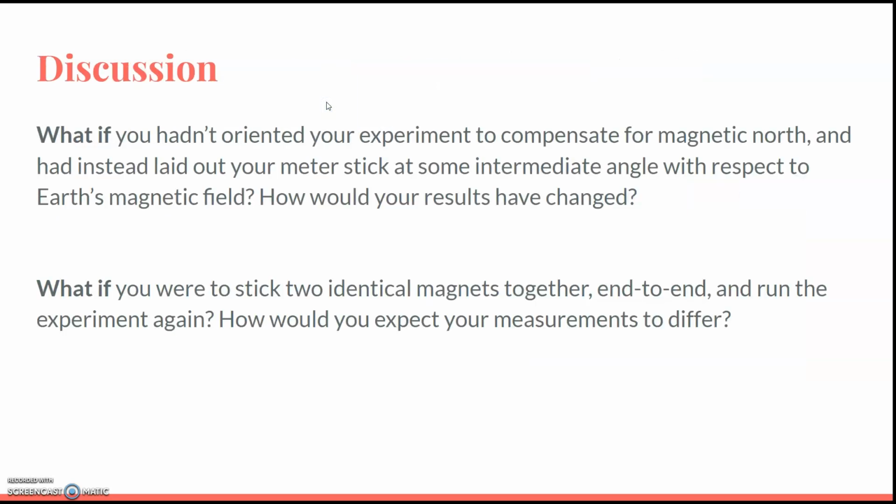So now a little bit of a discussion about what happened. What if we didn't compensate for magnetic north and laid the meter stick at some intermediate angle? Well, essentially, we couldn't say that we were dealing with strictly B-perp and B-parallel. We would have to account with cosines and sines, and that would just make the math way more complicated. Essentially, the answer probably wouldn't change much, but it would be a lot harder to arrive at. Finally, if I put two identical magnets, well, superposition of magnetic fields, so they would increase the magnetic field strength, and the measurements would ultimately be different and larger, but the process would be the same.